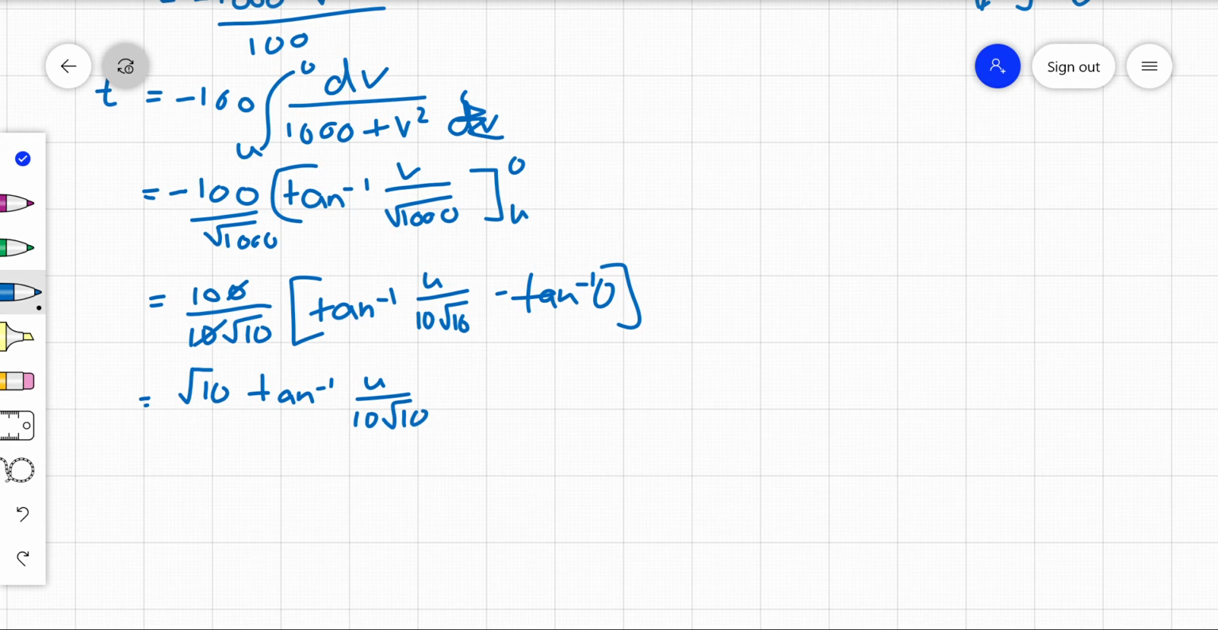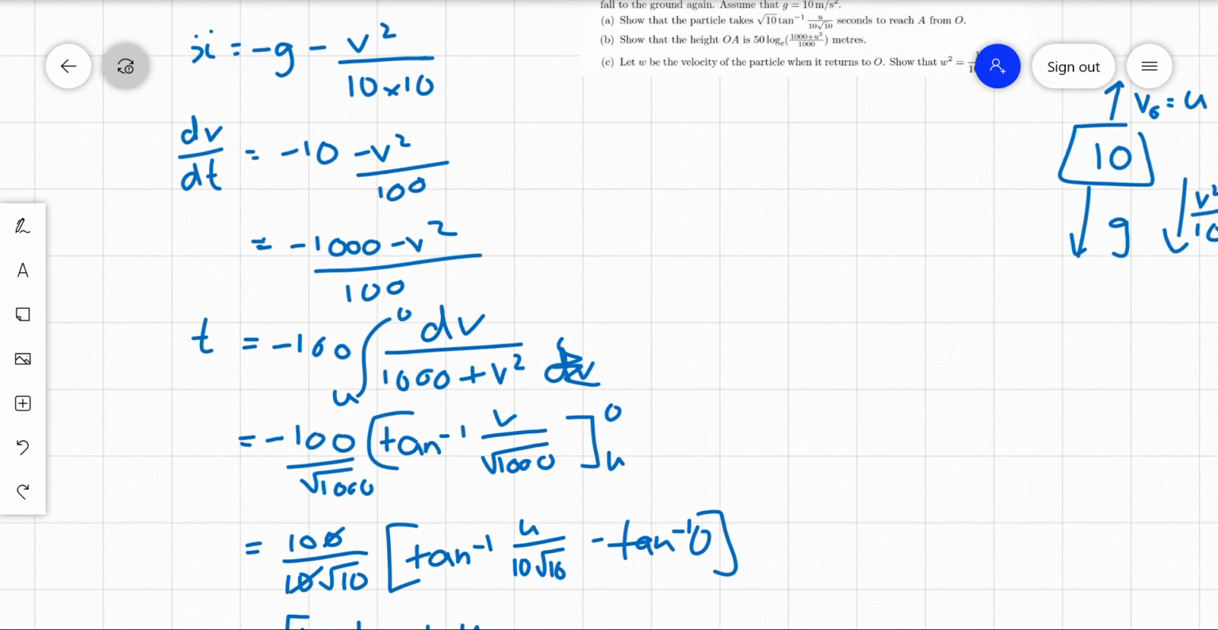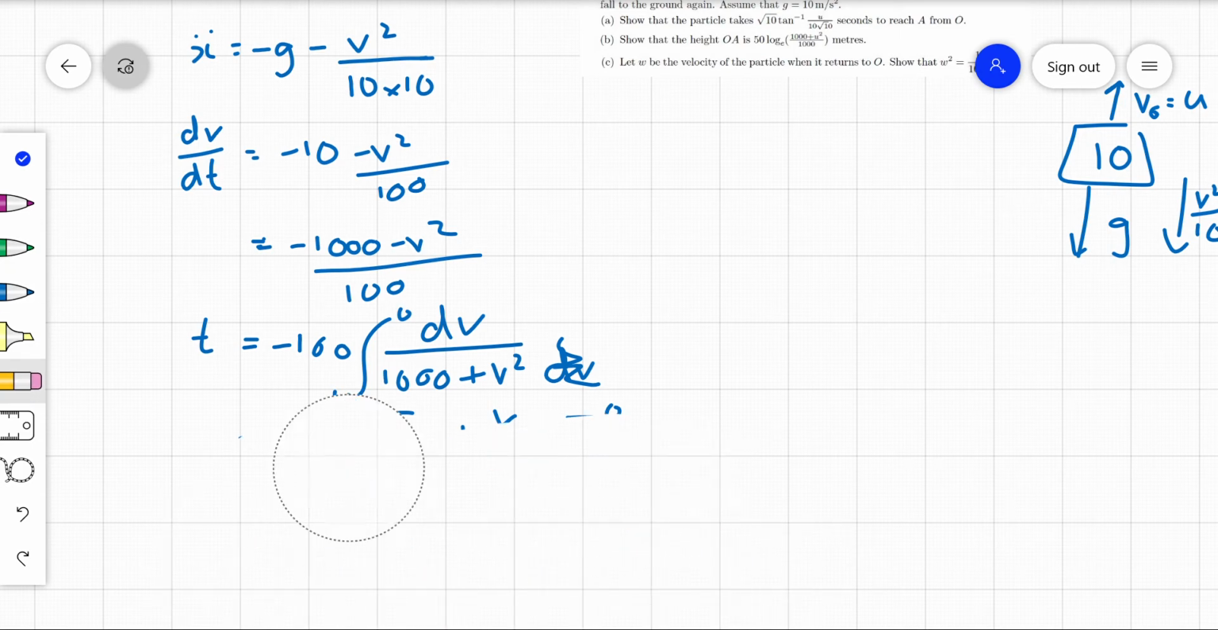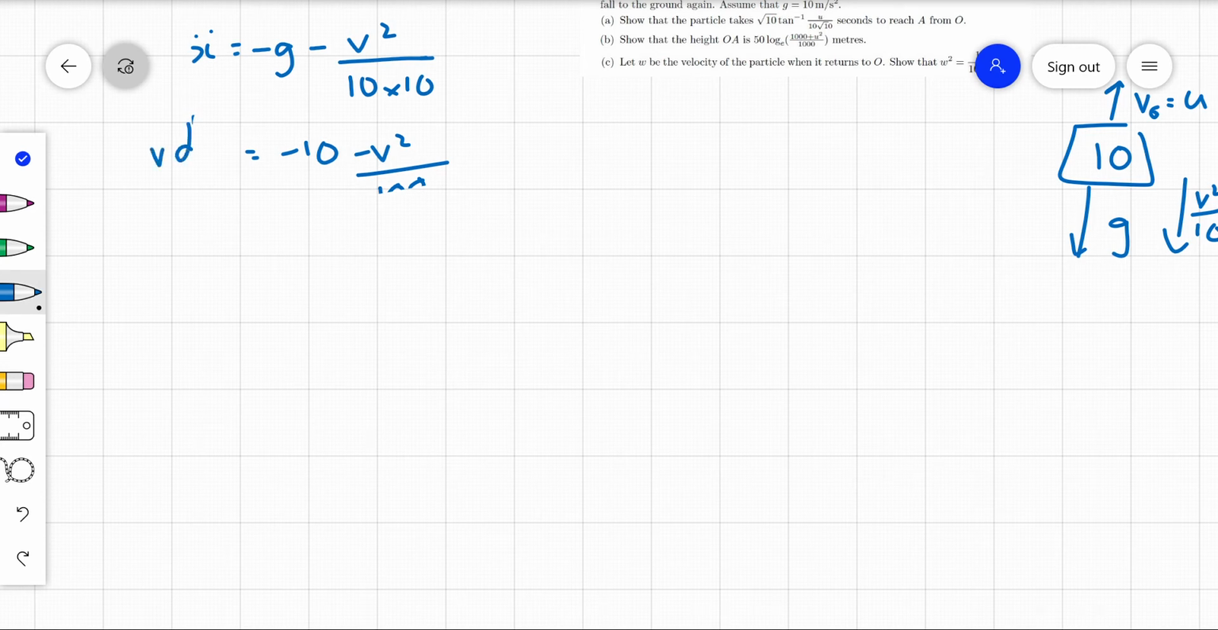All right, so if we want the maximum height, remember that occurs when velocity equals 0. So what we can do there, if I go back to here, there we go, and get rid of some of this, is change it to v dv dx.